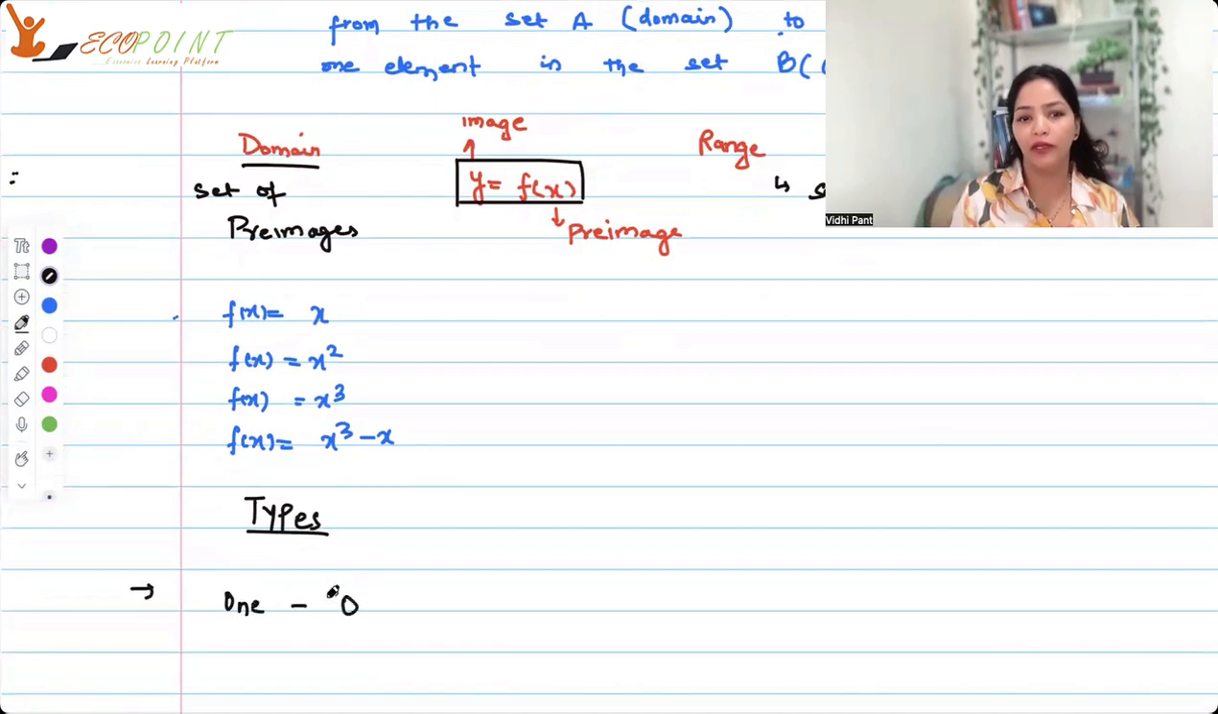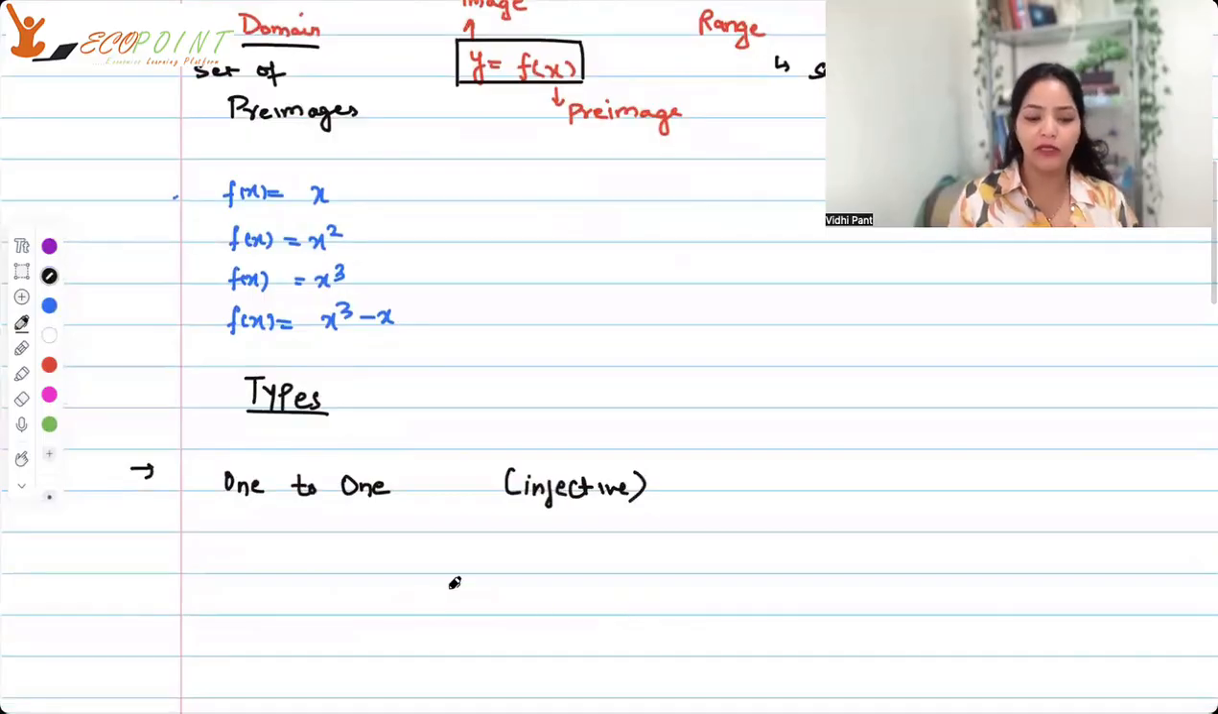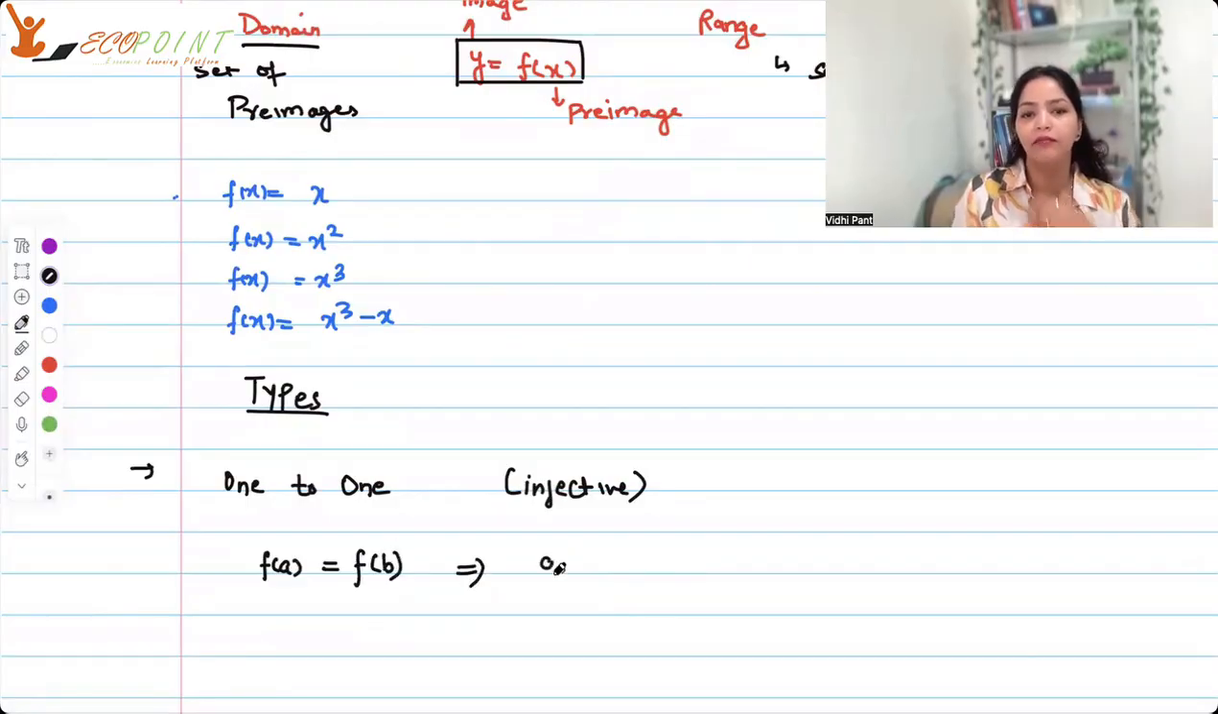One-to-one, we call 1-1 or 1-to-1 functions. One-to-one functions are also known as injective functions. An injective function basically means that if you have the same image, it has to come from the same pre-image. One particular x has one particular y.